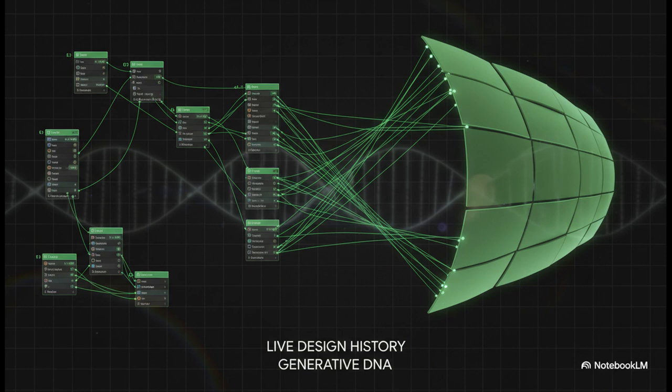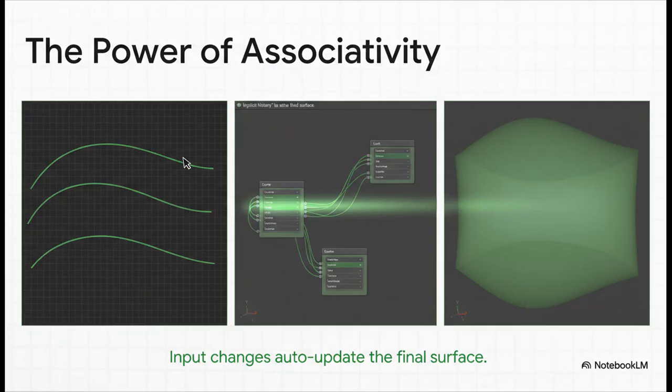This visual network of components isn't just a recipe for how the shape was made, it's the shape's living, breathing DNA. The entire design history is laid out right in front of you, and crucially, it's live. This is what we call associativity, and what it means is if you go all the way back to the beginning of the chain and change anything, the result updates automatically in real time. Move one of the original curves, the lofted surface instantly reforms. Tweak a radius slider, and the whole model breathes and adapts with you.